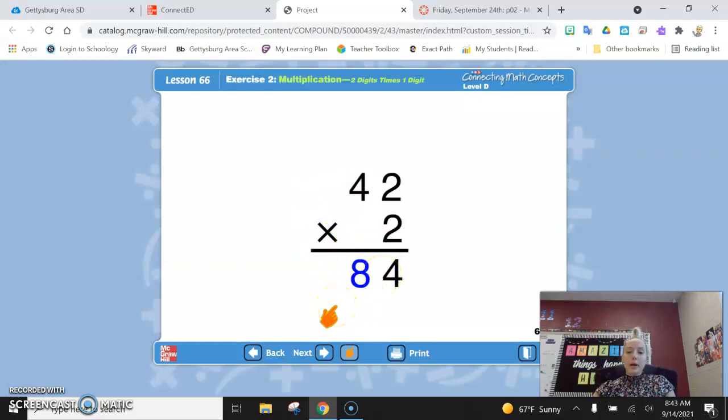Now you're going to practice in your workbook. Under lesson 66, look at part 2. You have 2 multiplication problems there. I want you to pause and do workbook part 2.